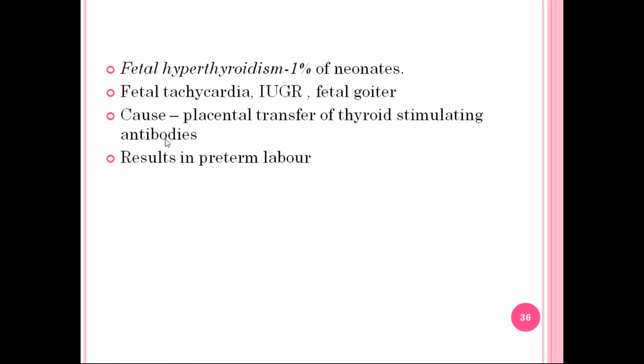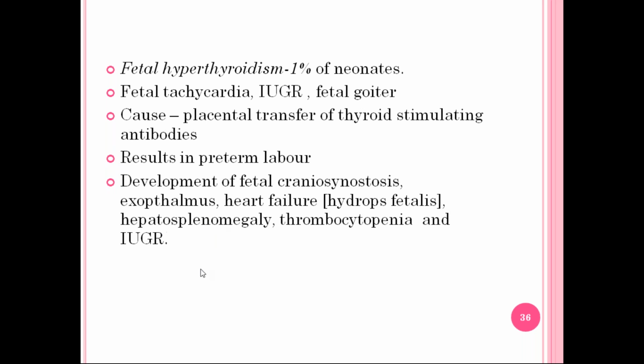How the fetus gets affected is, you think the mother is having hyperthyroidism, there is a placenta between the mother and fetus, so these thyroid stimulating antibodies go through the placenta into the fetus, and they cause problems in the fetus, which results in preterm labor. And what are the other gross problems? The development of structural problems, fetal craniosynostosis, there can be fetal exophthalmos, heart failure in the fetus leading to hydrops fetalis, hepatosplenomegaly, thrombocytopenia, IUGR. So very gross problems in the fetus.